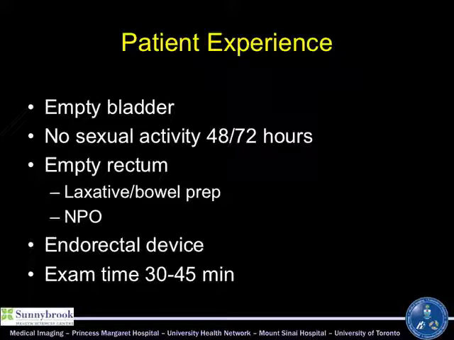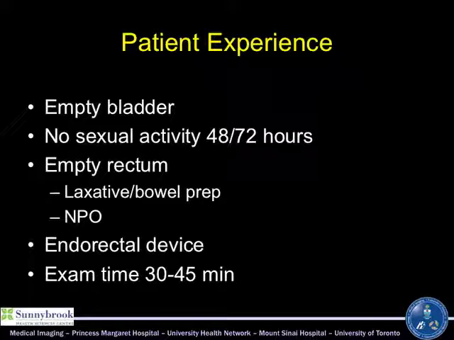What about the patient experience? So that's the backdrop of imaging. What's the patient experience? We ask patients to empty their bladder before they get on the table. No sexual activity for 48 to 72 hours. That's so the seminal vesicles are filled, so we can assess stage or seminal vesicle invasion better on T2 weighted imaging. We need to have an empty rectum, even if they don't have an endorectal coil, because gas really interferes with the diffusion weighted imaging.